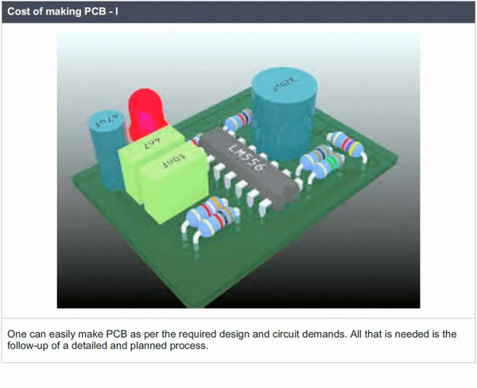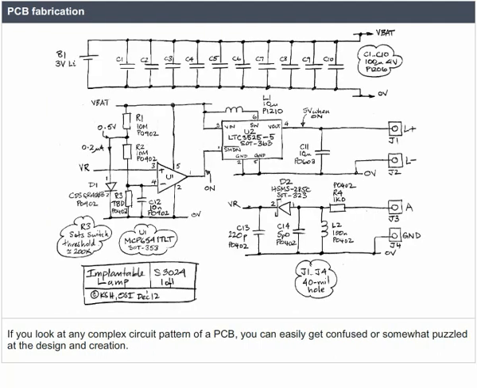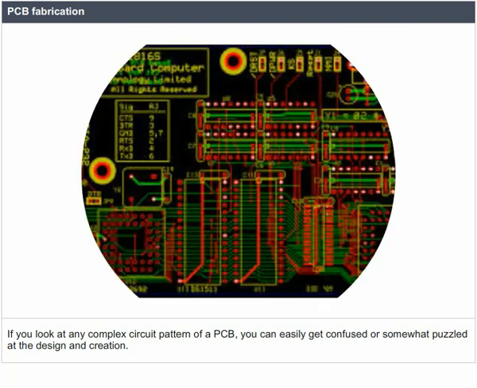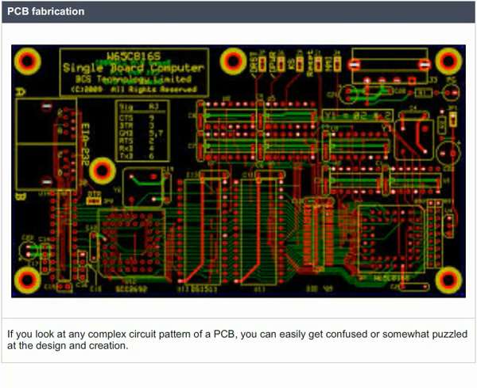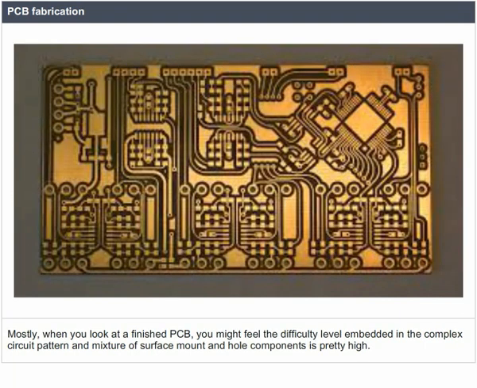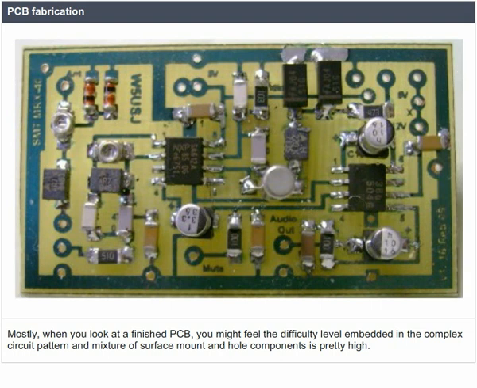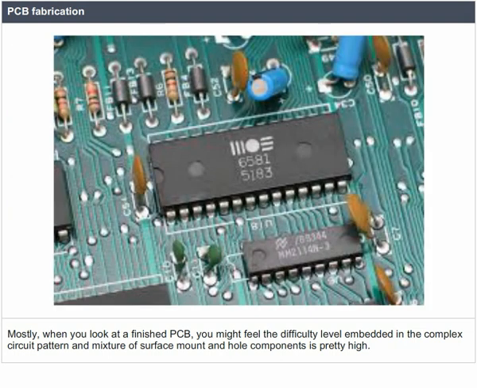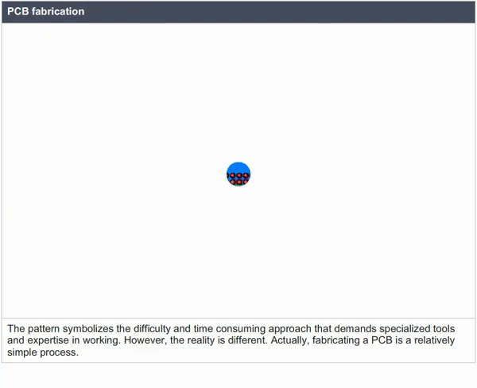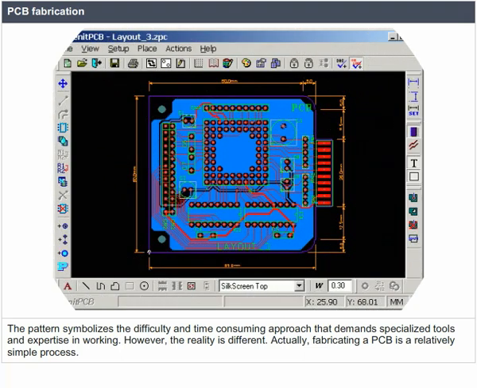PCB fabrication. If you look at any complex circuit pattern of a PCB, you can easily get confused or somewhat puzzled at the design and creation. Mostly when you look at a finished PCB, you might feel the difficulty level embedded in the complex circuit pattern and mixture of surface mount and through-hole components is pretty high. The pattern symbolizes the difficulty and the time-consuming approach that demands specialized tools and expertise in working.